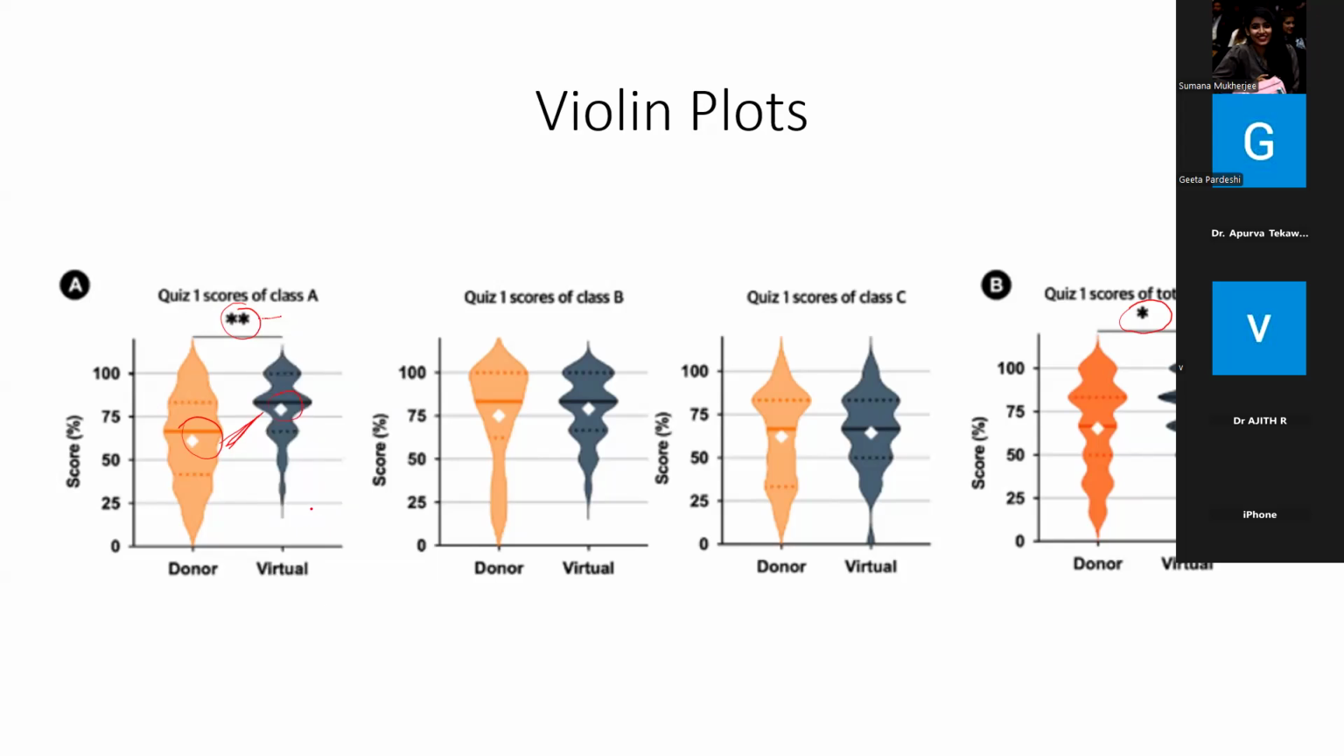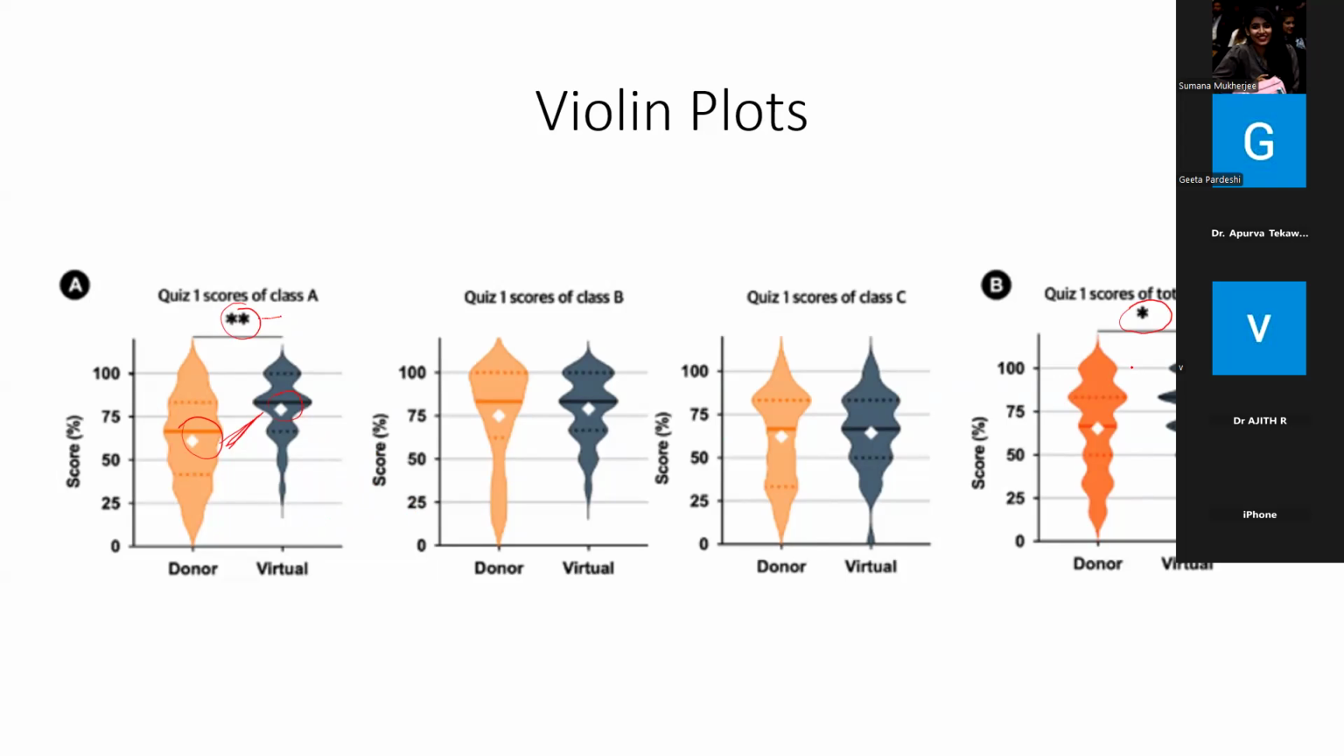Virtual students scored more than donor. Yes, correct. So the scores of students who took up virtual dissection were significantly more than the scores of those who took up cadaveric dissection. This was for class A. For class B and class C, there was no significant difference.